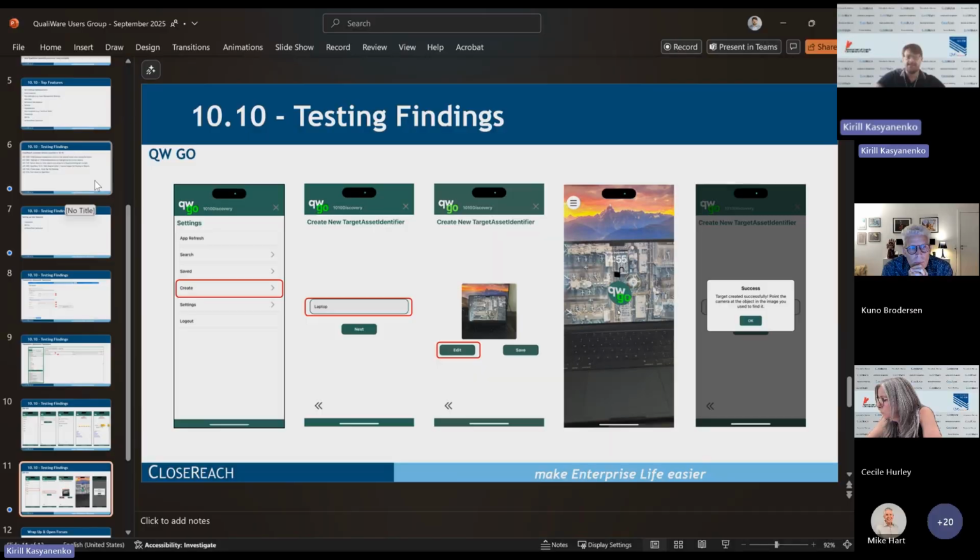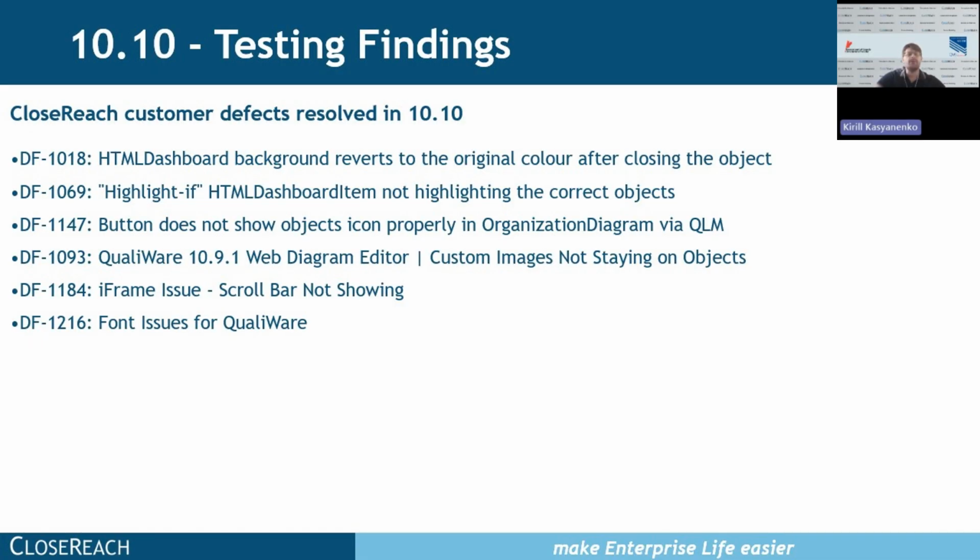I want to quickly highlight the test and findings that we had. We identified 6 customer defects from our close reach customers, and they were resolved in 1010. I'm sure many more defects have been fixed in 1010, but those 6 we were able to identify from our support portal. We will send a copy of that report to all of our customers who have submitted a ticket, so you know that it's been fixed in QualiWare.